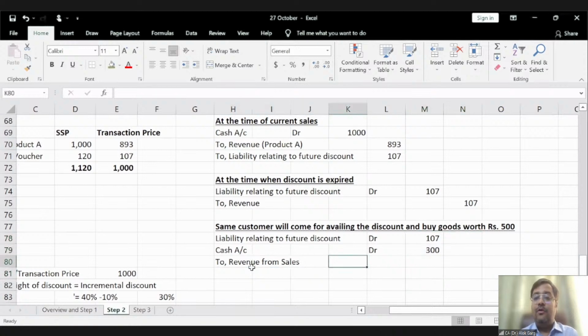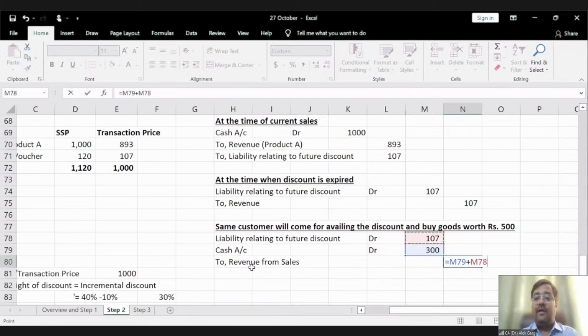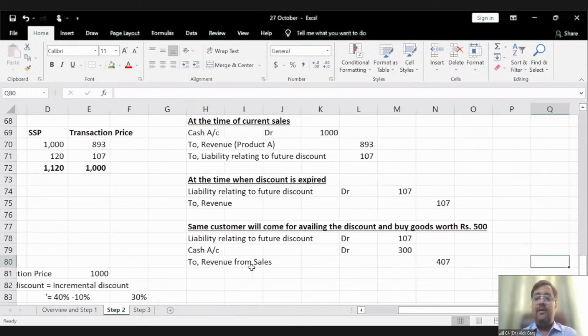Two, revenue. How much revenue are we going to recognize? We are going to recognize revenue of 407 rupees, right?